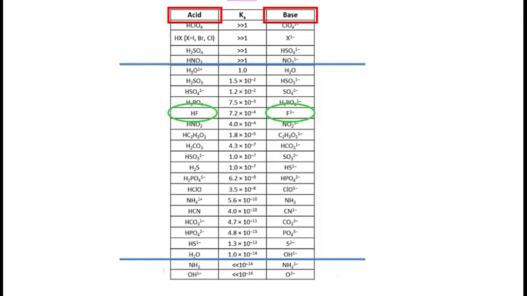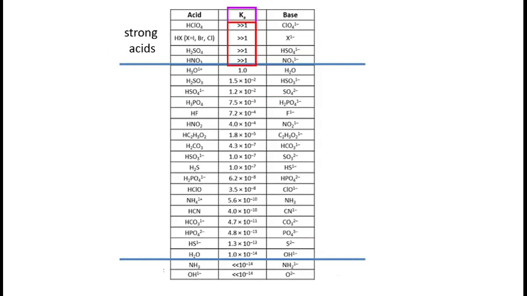The middle column on the table shows the value of the Ka's for each of the acids. Ka for HF is 7.2 times 10 to the minus fourth power. If you look carefully at the values of Ka, the entries above the thick line near the top are all greater than 1. We said that a value of Ka greater than 1 indicates a strong acid, so all of the entries above the top thick line are strong acids.